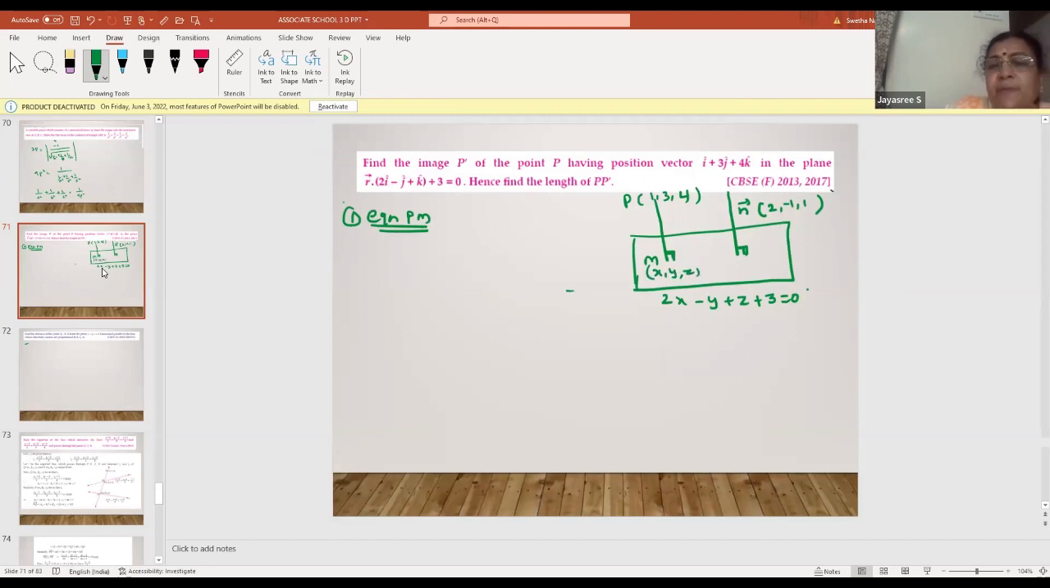Ask them to write X, Y, Z. Now only the diagram is completed. The diagram will have the plane equation in Cartesian form. The diagram will have the point M, the general point X, Y, Z. The diagram will have the point that is given, 1, 3, 4. The diagram will have the normal direction ratio.